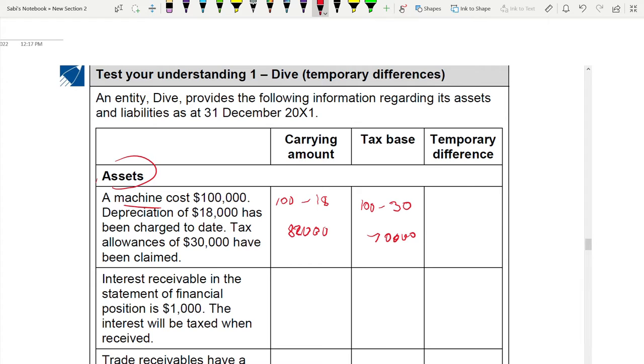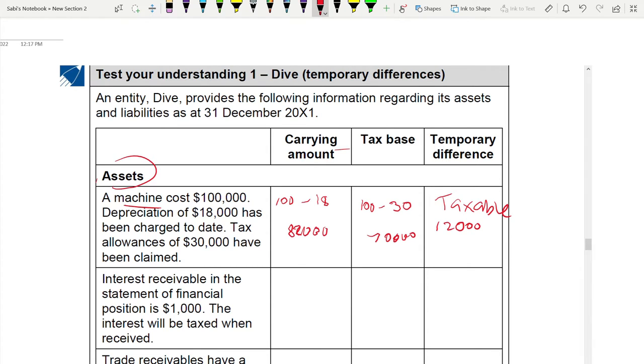You see, there's a difference. So 82 minus 70, it is 12,000. It's a positive figure. Tell me, okay, whether it is a taxable temporary difference or a deductible. Taxable. It's a positive figure, no? It's always the carrying amount first. Carrying amount minus tax base.